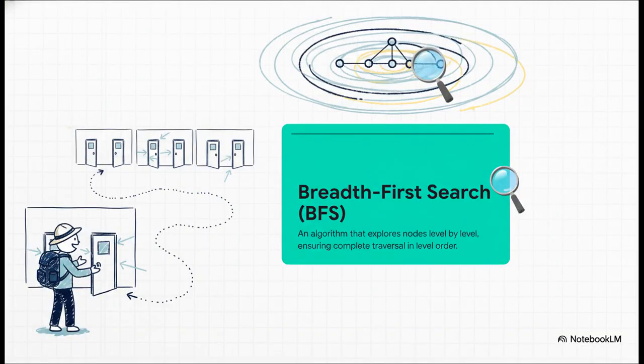Think of our explorer. They're standing in a room. Instead of just picking one door and going through it, they first check every single door in that room. Only after they've checked all the doors on their current level do they move into the next hallway. By doing this, by exploring level by level, it guarantees you'll find the shortest path first, as long as every step has the same cost.